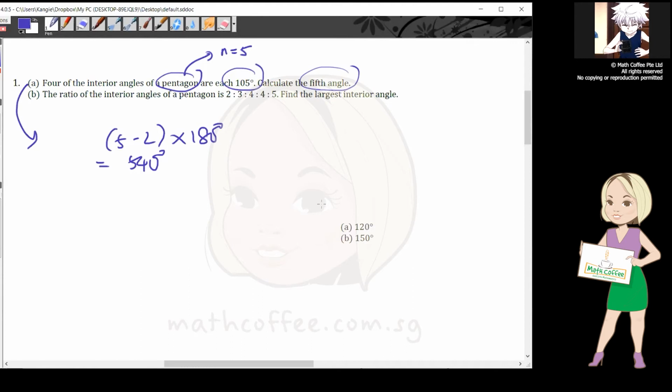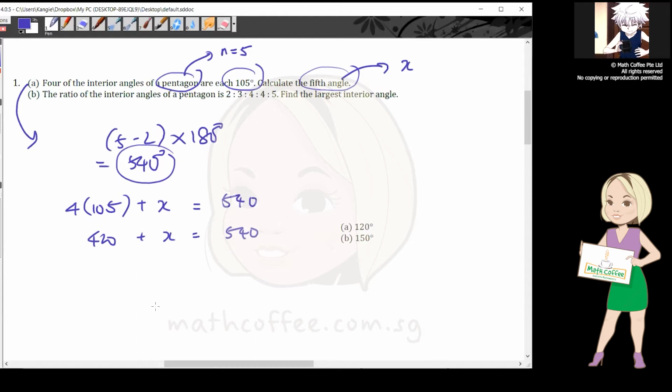Now they tell me 4 of them are 105. This is unknown, right? So I shall let this be x. Agree? So I will say 4 times 105 plus the 5th angle, which I let be x. You form the equation and say this equals 540. So 105 times 4, you get 420, plus x equals 540. So my x will be 540 minus 420, and you get 120. So it means the 5th angle is 120.